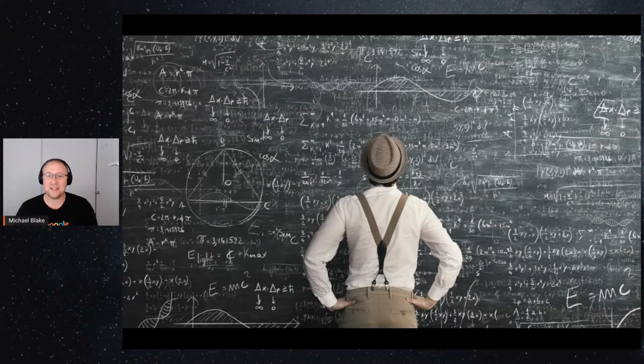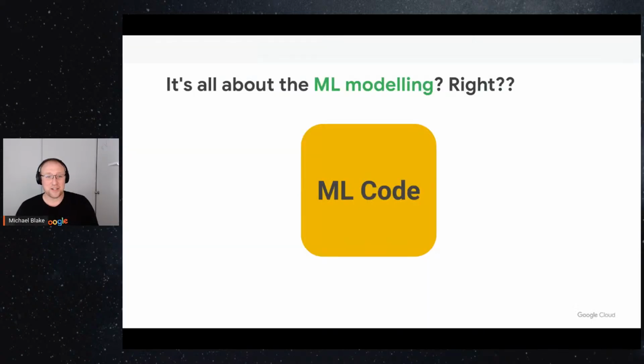It's seemingly difficult to productionize machine learning. So any guesses as to why? I'm sure some of you may have ideas. First thought, is it about the machine learning modeling, the data science part, building that complex math and machine learning modeling? Well, yes, this can be complex.